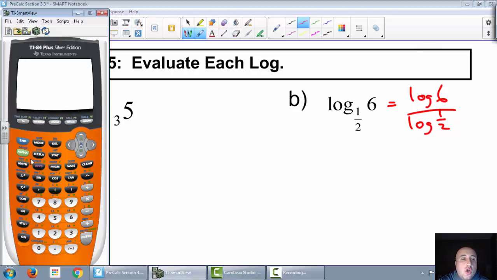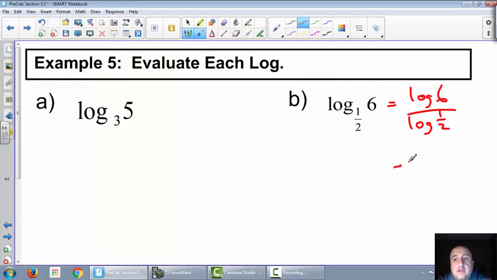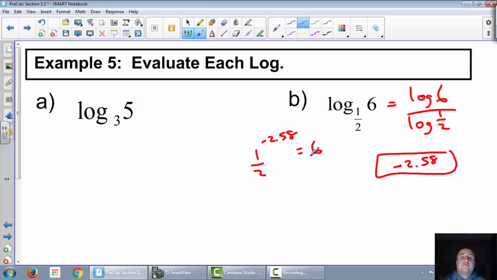So clear this out. Log of 6 divided by log of our base, which is, you could do 1 divided by 2, or you could just do 0.5, and this answer is negative 2.58. Okay, so 1/2 raised to negative 2.58 is equal to 6. Well, I'm assuming nobody could possibly figure that out in their head, so the change of base formula helps us do so. Okay, so we'll do part A tomorrow.